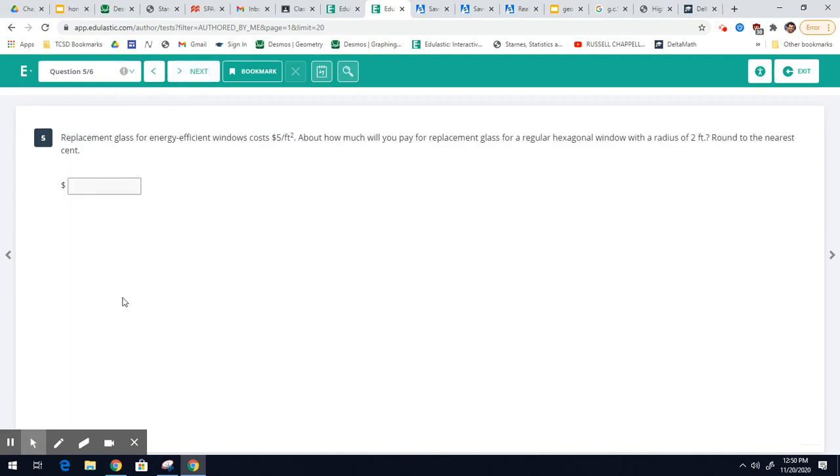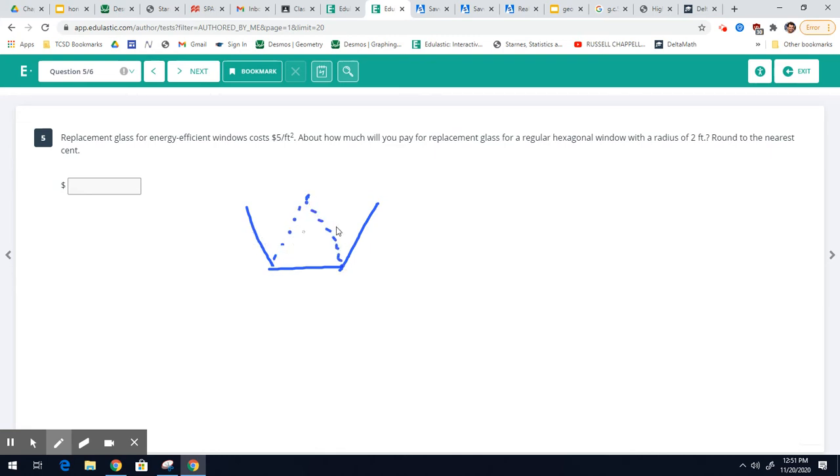So it says replacement glass for energy efficient windows costs $5 per square foot. About how much will you pay for replacement glass for a regular hexagonal window with a radius of 2 feet, round to the nearest cent? So again, here is my picture. Again, I will not draw the entire hexagon. I'll just draw the bottom side. I'll draw the two edges. Here's my center. Here's my radii.